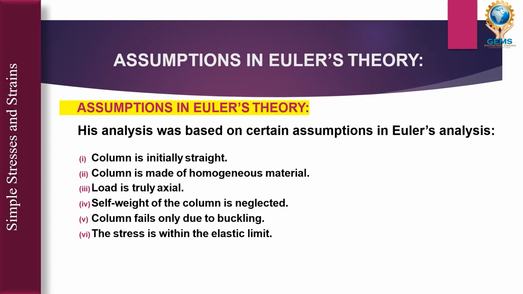First one is, column is initially straight. Second one is, column is made up of homogeneous material. And the third one is, load is truly axial. And fourth one is, self weight of the column is neglected. And the fifth one is, column fails only due to buckling. And the final thing is, the stress is within the elastic limit. Understand?